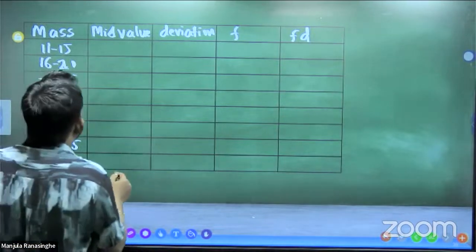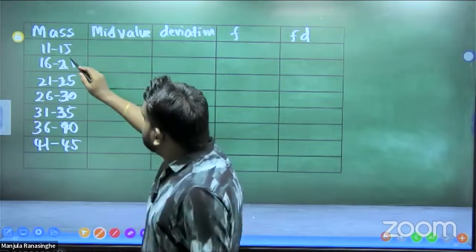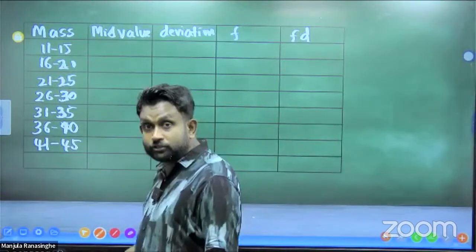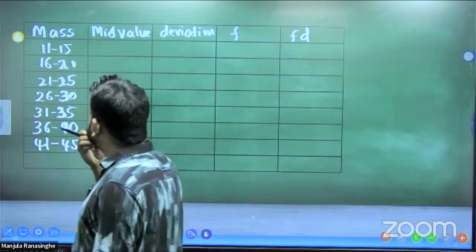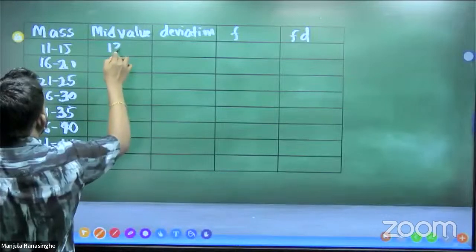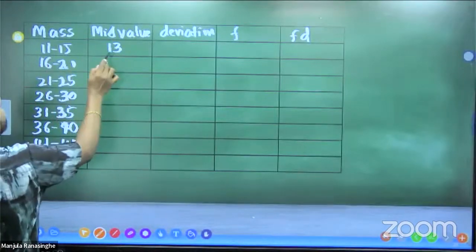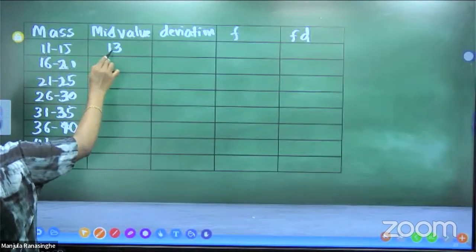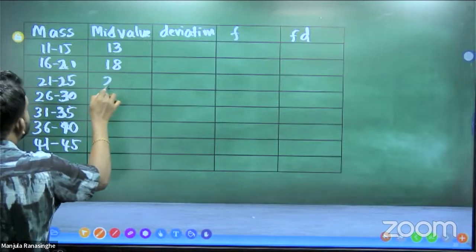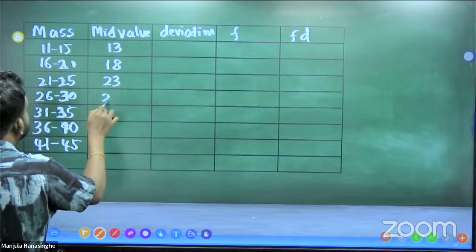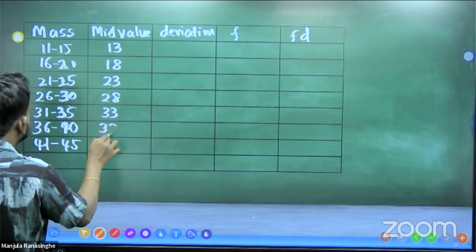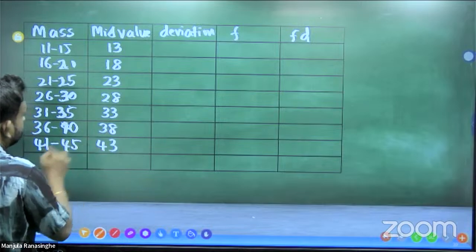Right. So the mid value, now you can write for 11 to 15. Add 11 and 15, divide by 2. So 11 and 15 means 26, divided by 2 means 13. Now you can see that 2 is added to the lower boundary. 11 add 2, 13. Then 16 plus 2, 18. The pattern is there: 23, here 28, then here 33, then here 38, then here 43. So that is the pattern.